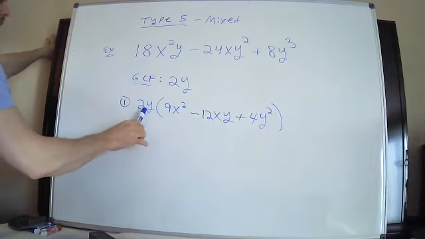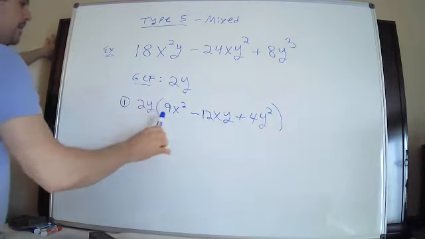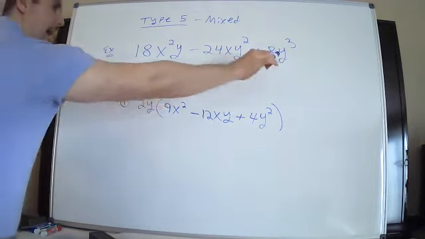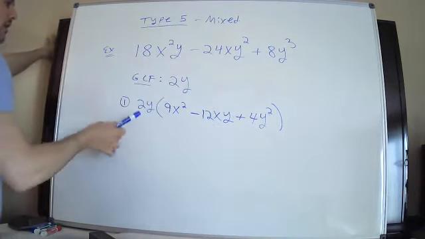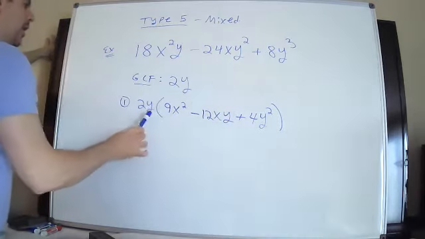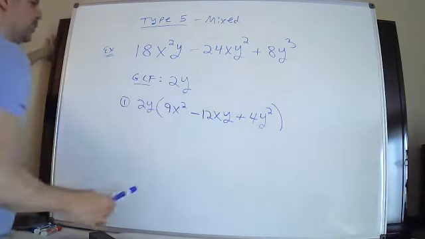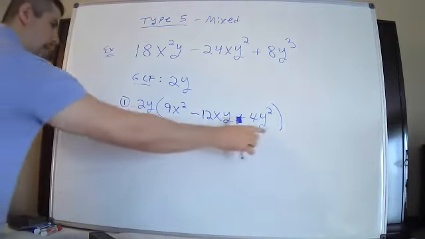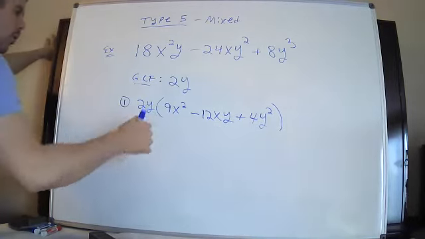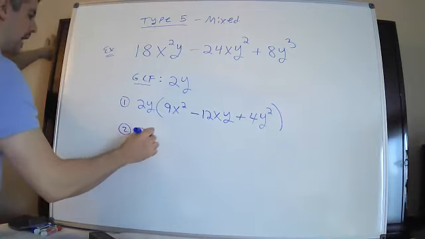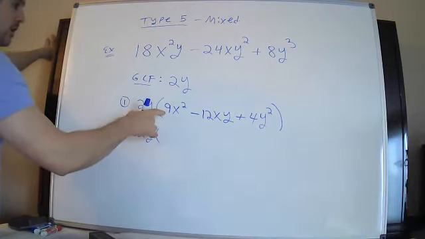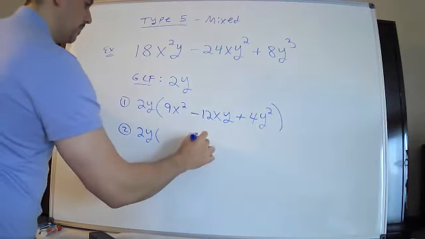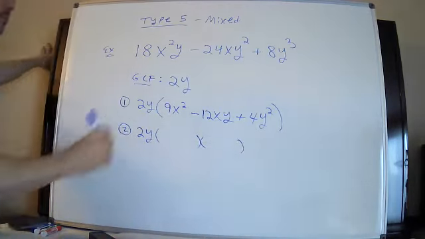If you take this 2y and you distribute it and multiply it, you will get back what you started with, right? 2 times 4 is 8. Y times y squared is y cubed. That's how you know you did it right. Now, I'm not done. This will factor more, and you have to recognize what type this is, because this is a crazy one. You should look at this and say, I don't know what I'm supposed to do with that. Well, this is type 4.